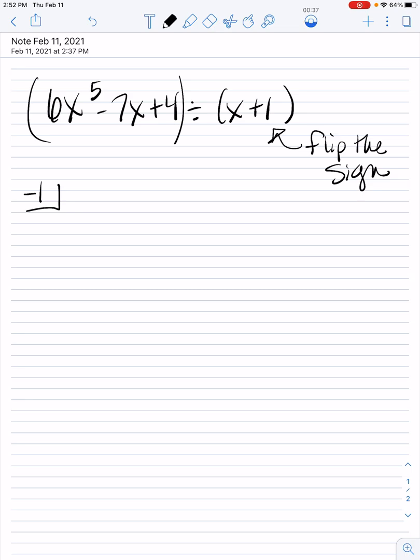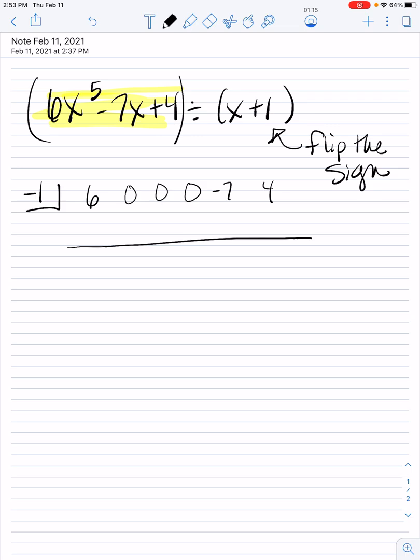So the next step is we're going to look at this. We have 6x to the fifth, and we're going to write out our numbers. The first number is 6, but like we were talking about earlier, there's no x to the fourth, no x to the third, no x squared term. When that happens, you have to put a replacement number in, and that number is 0. So we're going to do 0, 0, 0, and then we're going to resume with -7 and then 4.